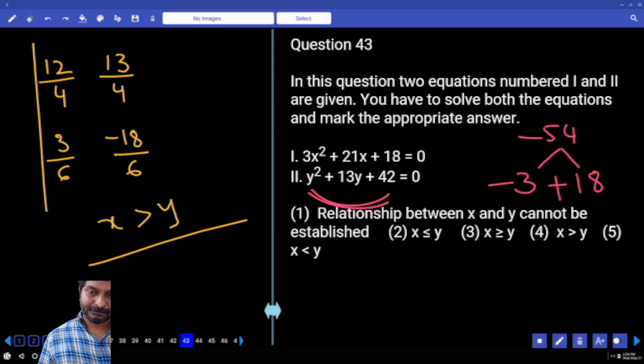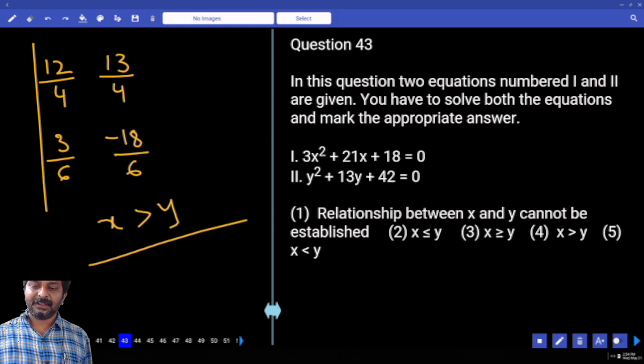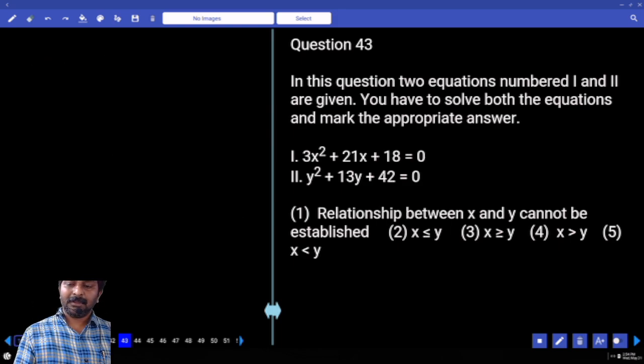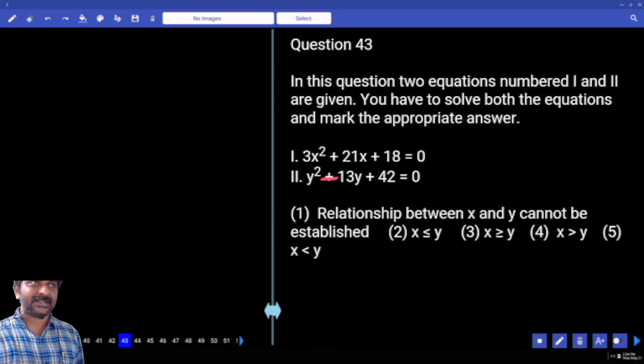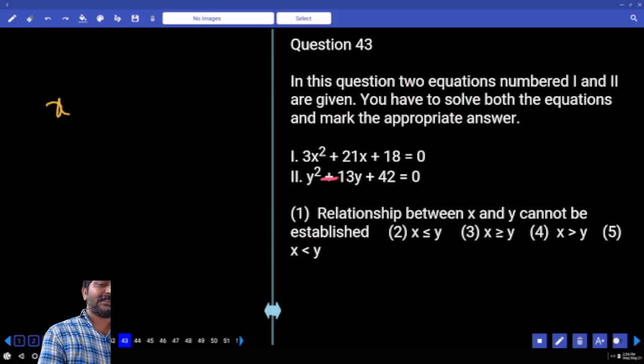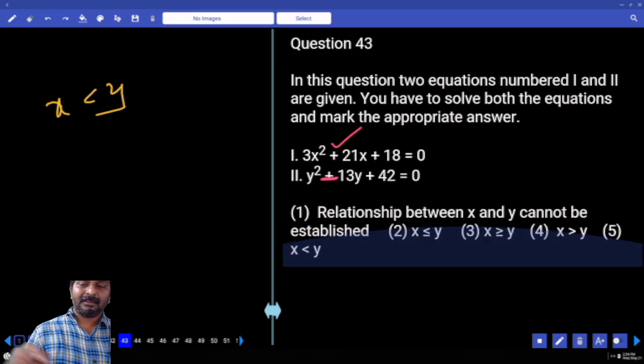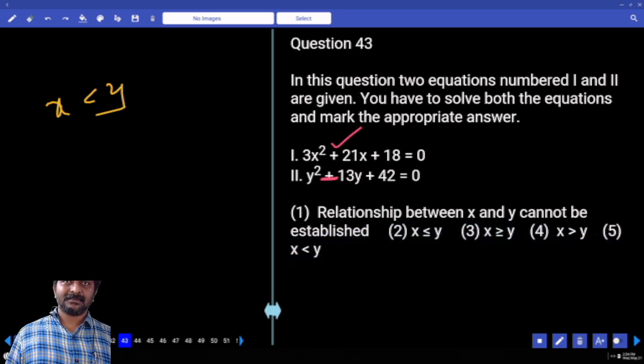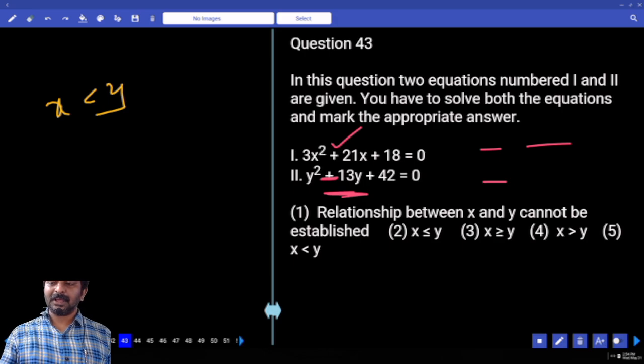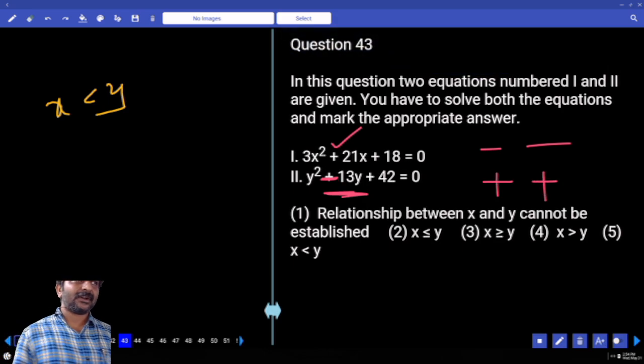Yes. Any free question? If this is minus 13, is that free question? X is less than y. B is positive for x. Then both are negative factors. B is negative for y. Both are positive factors. Without numbers we can say x less than y. Right?